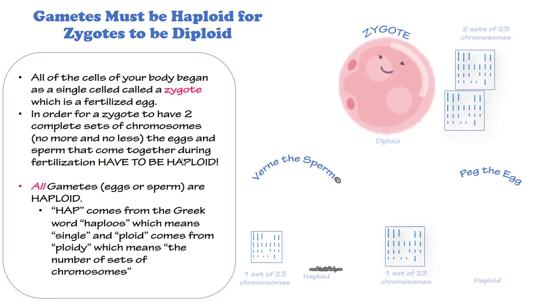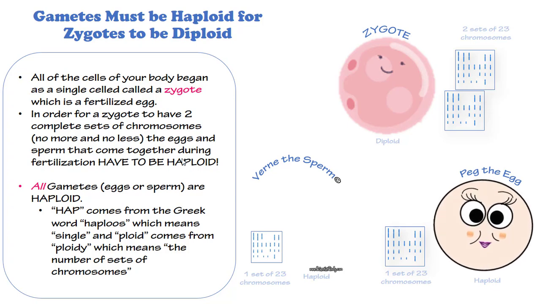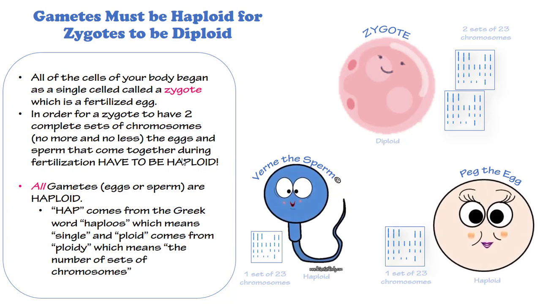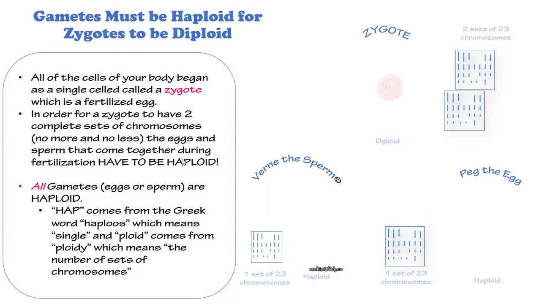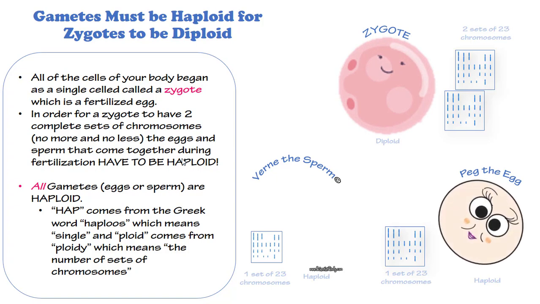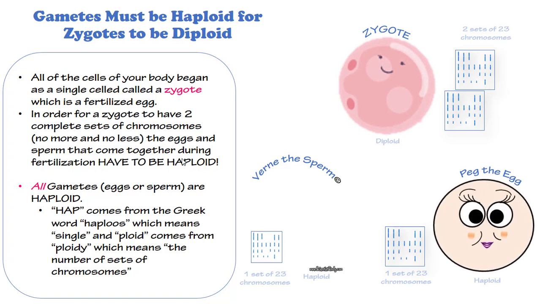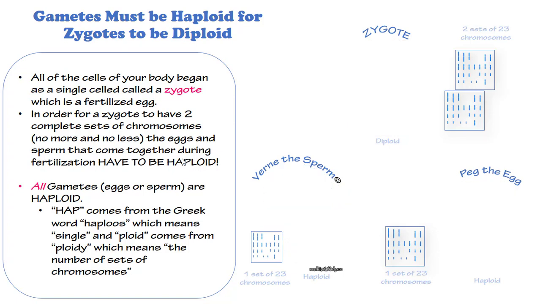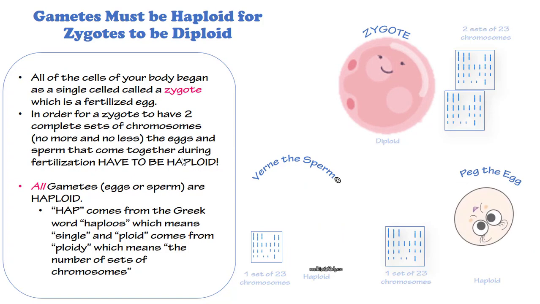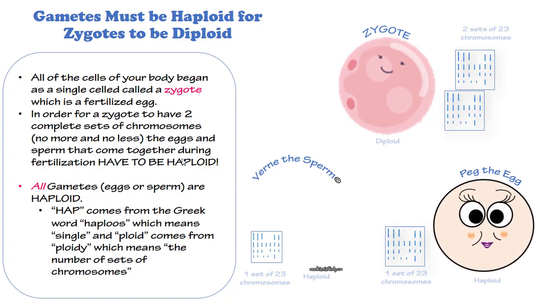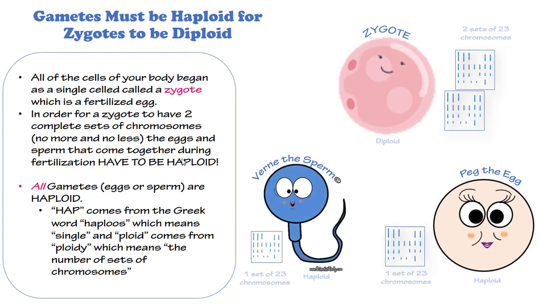All of the cells of your body began as a single fertilized egg called a zygote. In order for a zygote to have two complete sets of chromosomes, no more and no less, the eggs and sperm that come together during fertilization have to be haploid. All gametes, eggs or sperm, are haploid. The word hap comes from the Greek word haplous, which means single, and ploid comes from the word ploidy, which means the number of sets of chromosomes.